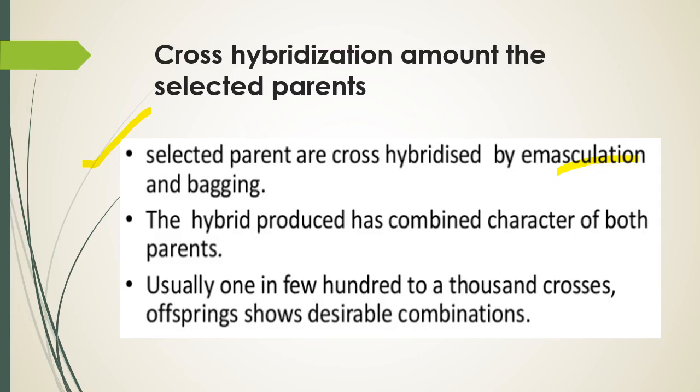I think it's clear for you. The first thing that we have to do is emasculation. After doing the emasculation, we have to do the process of bagging, where we are covering the plants properly with a bag. It can be a polythene cover. The only aim is to stop other pollen grains from contaminating that flower.